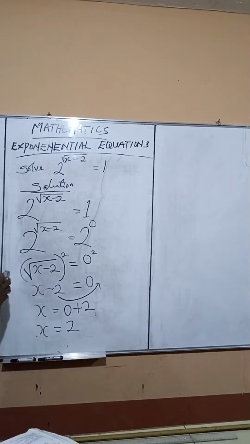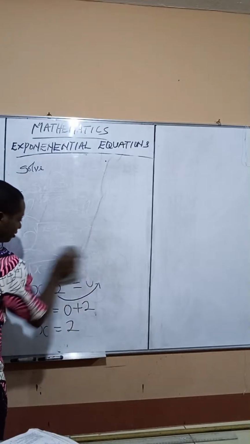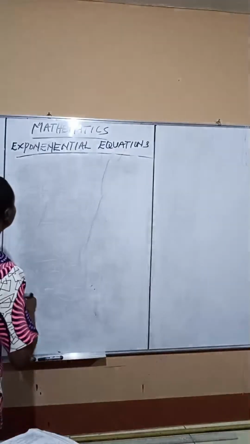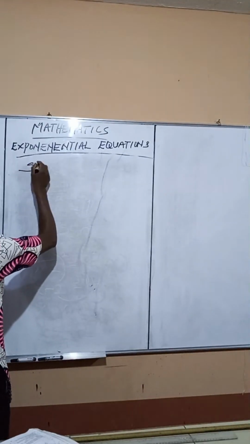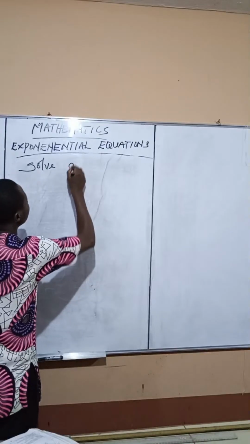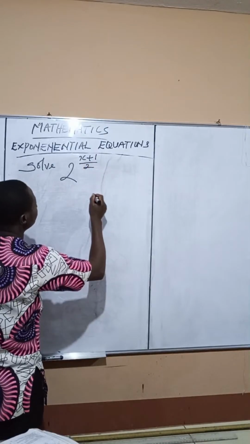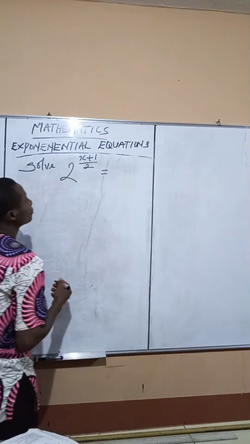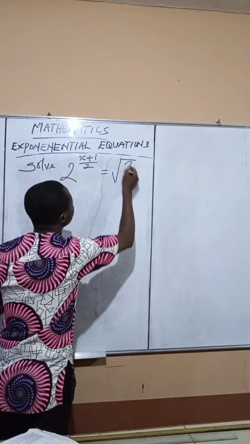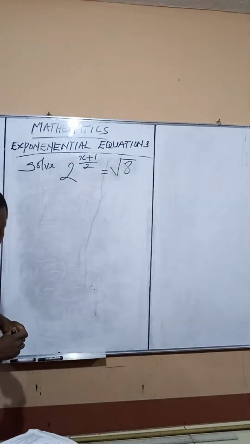Okay, this particular one is very interesting. You're going to check and see how interesting it is. Very, very interesting. So let's look at this particular one. Yes, we are given this one to solve. Look at this. We are given 2 raised to x plus 1 over 2 equals the square root of 8. Yes, that's what we have.